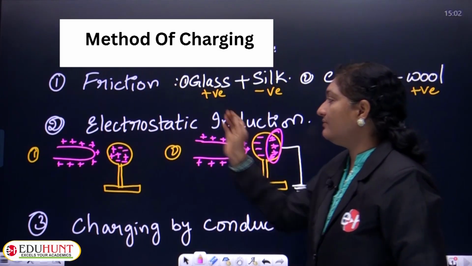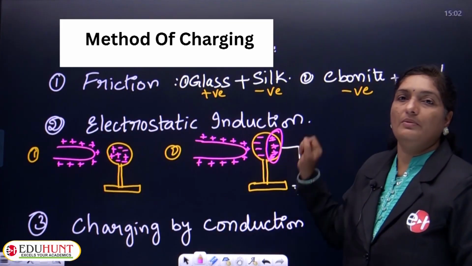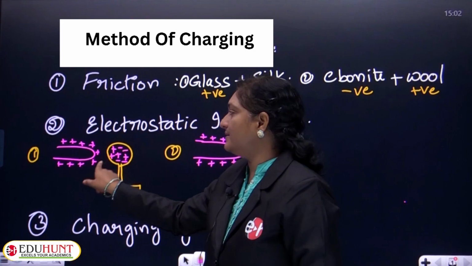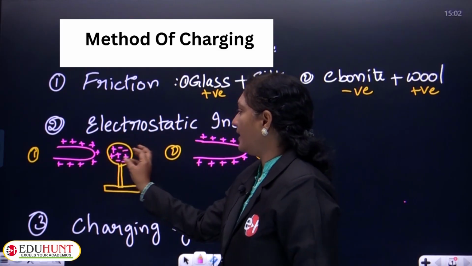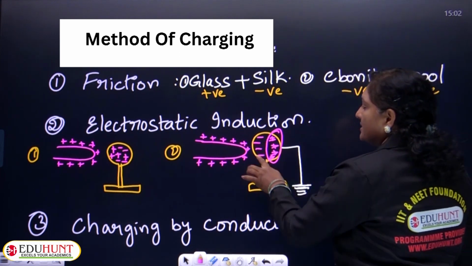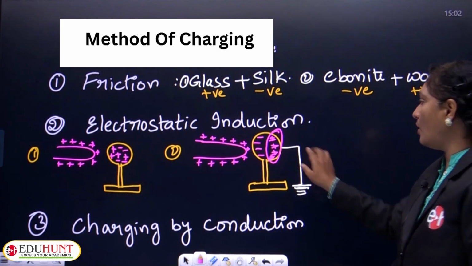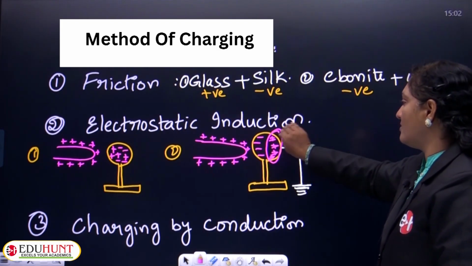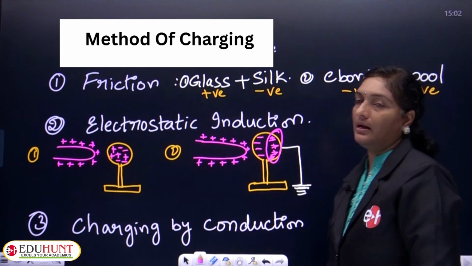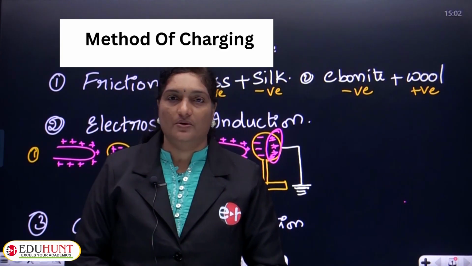Similarly, when a negative charge is brought nearer, then positive charge will be induced in that conductor. So, if instead of plus I take minus here, again in this uncharged body, all the plus will assemble here and minus will assemble here. After connecting to the earth, all the excess electrons will move from the body to the ground so that it will become positively charged. So, this is the process of induction.